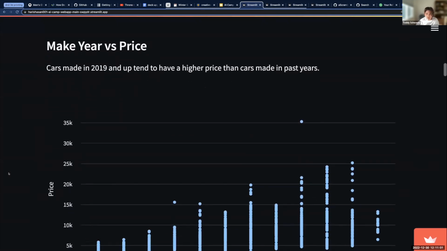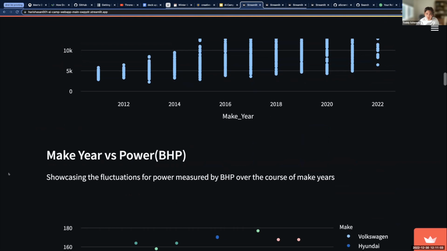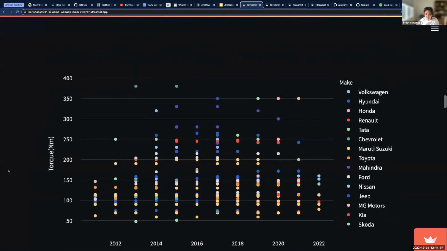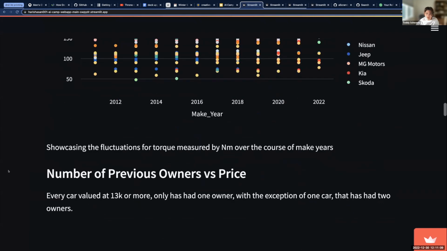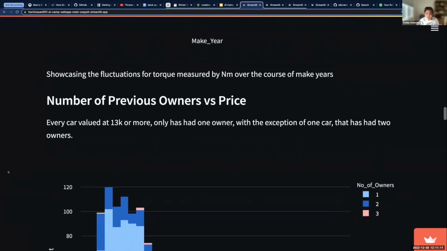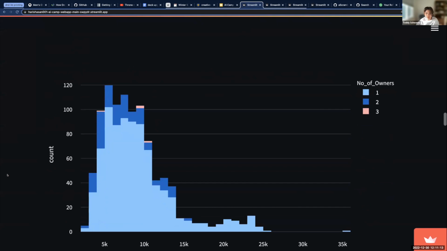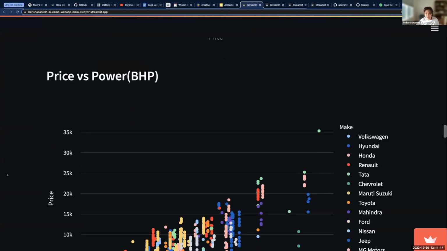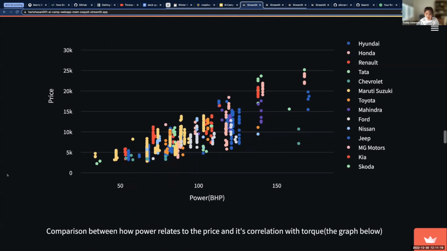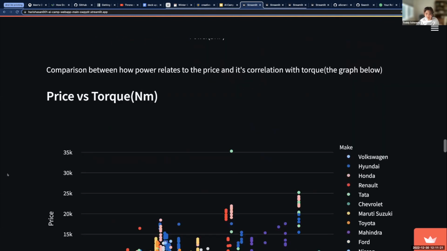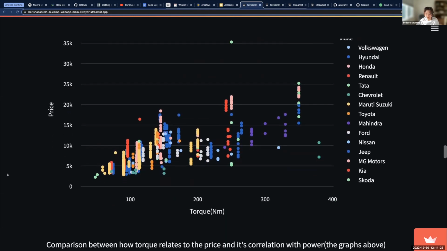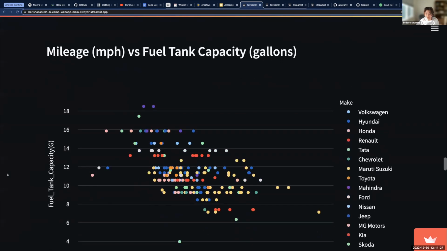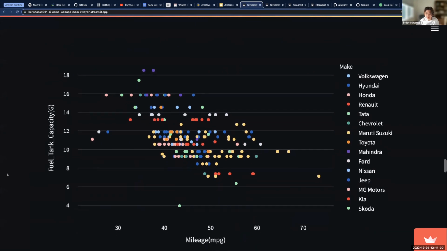Here's the make year versus price, make year versus power, make year versus torque. So those kind of show over time, but here's the number of previous owners versus price, price versus power, price versus torque. And then here's mileage versus fuel tank capacity, kind of switching over.